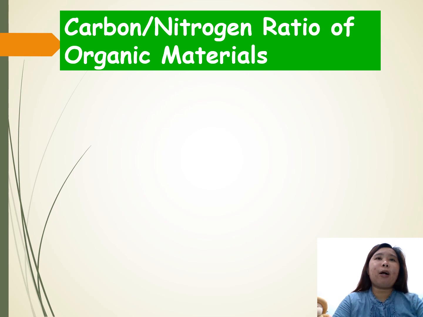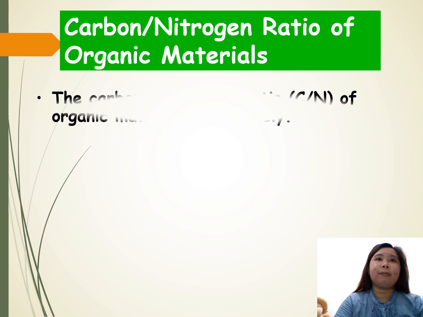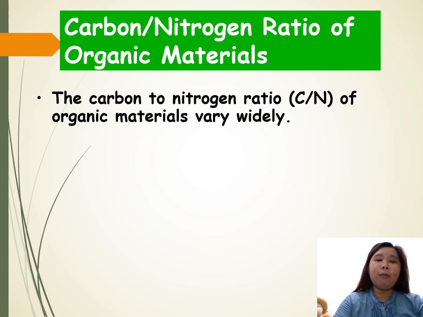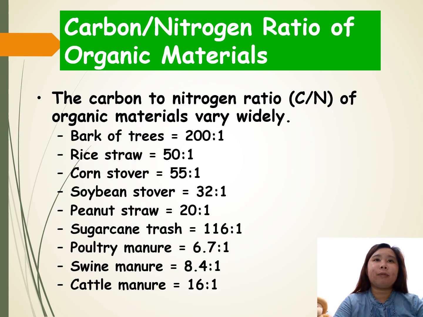Now, let's talk about the carbon to nitrogen ratio of organic materials. The carbon to nitrogen ratio of organic materials varies widely. Examples of organic materials are the following, including their carbon to nitrogen ratio. The bark of trees has 200 is to 1, meaning 200 carbon is to 1 nitrogen. Rice straw is 50 is to 1. Corn stover is 55 is to 1, and so on.